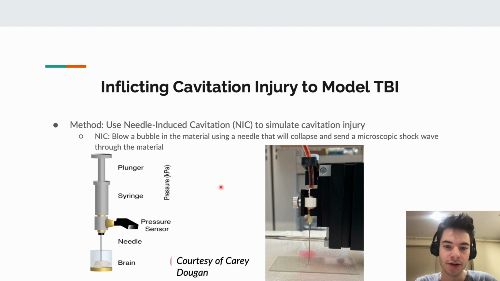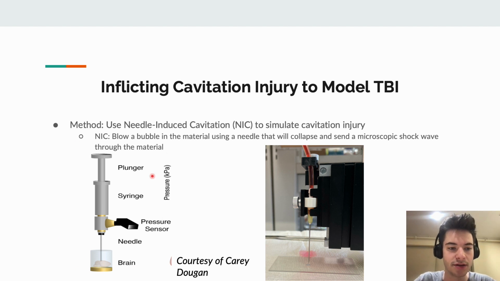So our first big research question when we were looking into this was, how are we going to be able to model traumatic brain injury? How are we going to be able to actually make sure that this is a thing, and how are we going to be able to see that what we want is actually there? So we did this through the use of needle-induced cavitation to simulate cavitation injury.